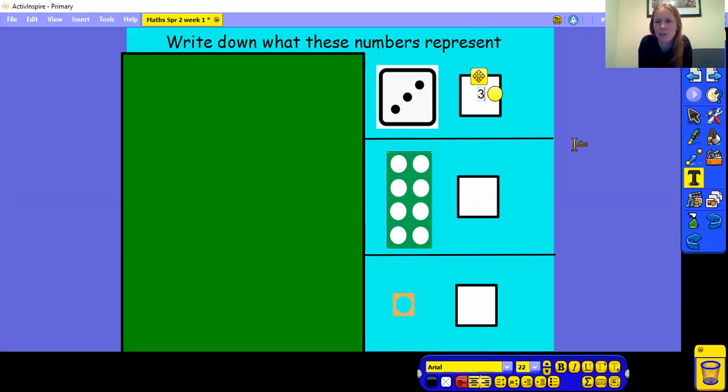What about that big Numicon piece? What number is that representing? There are 4 holes on one side and 4 holes on the other side. That's right. The number that it's representing is 8. And the last one. Well done. It's 1.